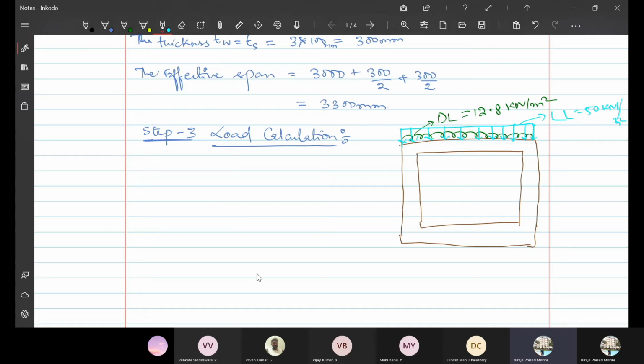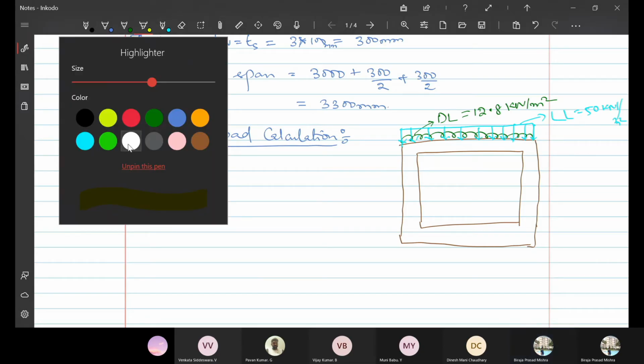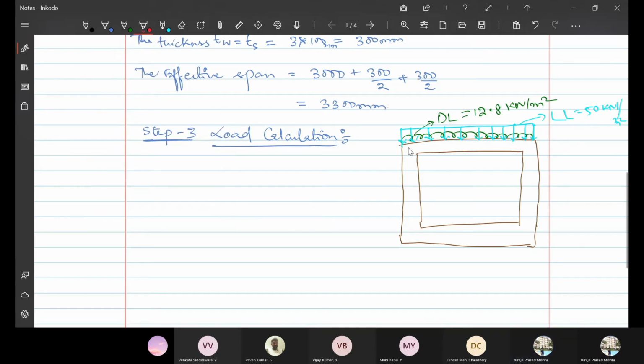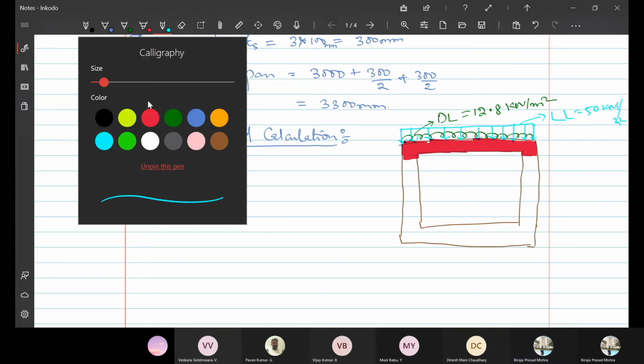Now apart from that, this slab has got its own dead load, or self weight. That will also be there. So now let us do the calculation.